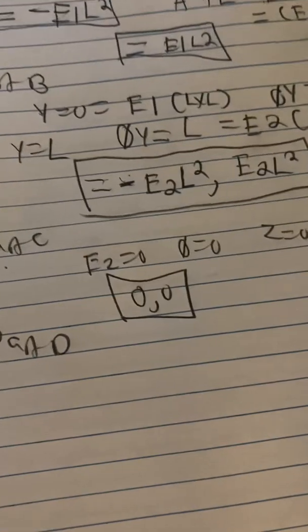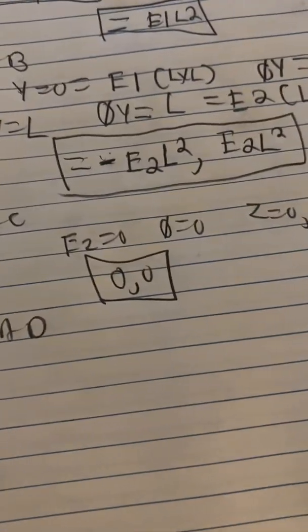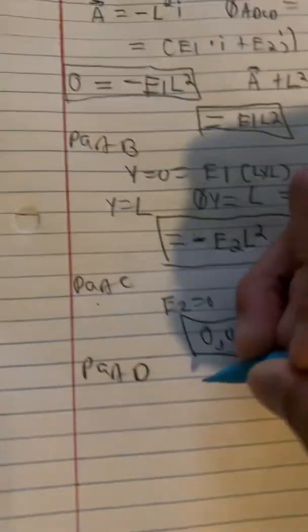Part D asks, calculate the electric flux through the entire cubical surface, with the normal pointing out of the cube. So we calculate each of them, and adding all of them together, it would just be 0.